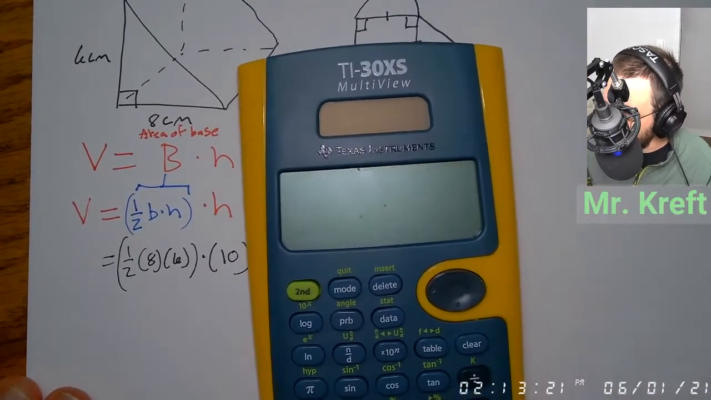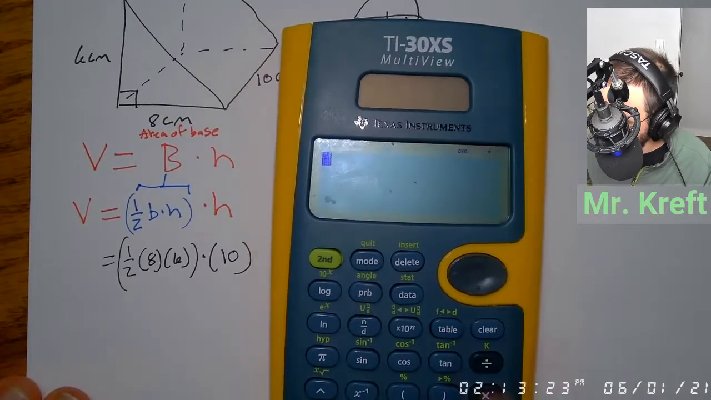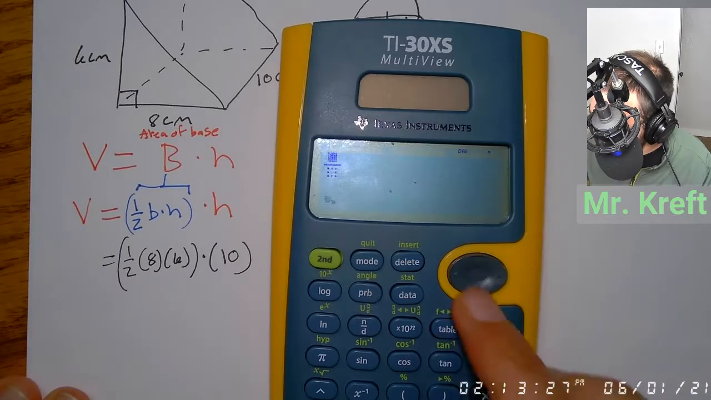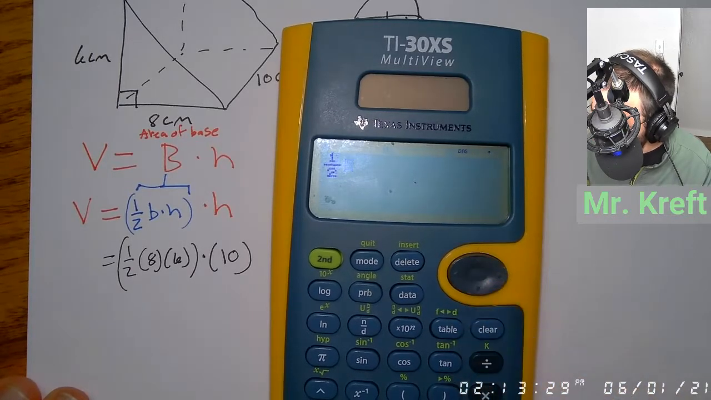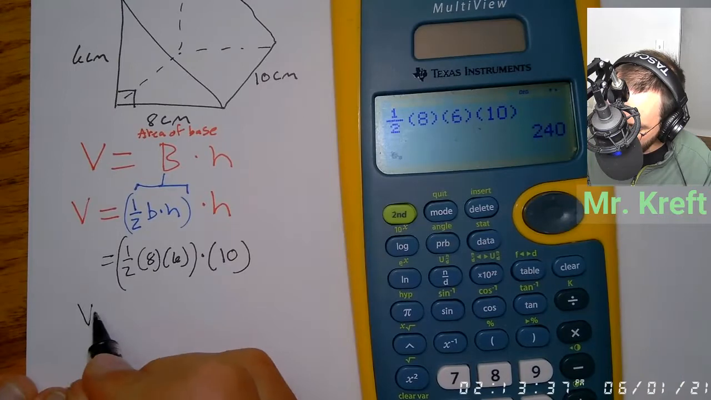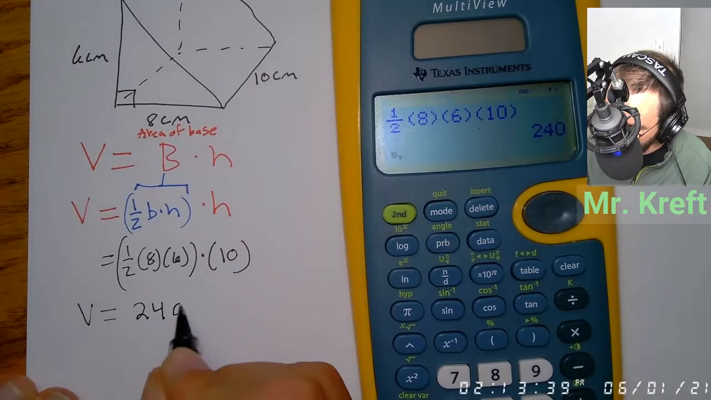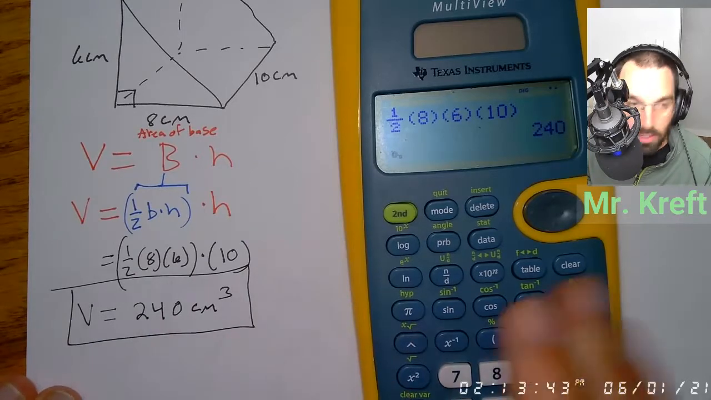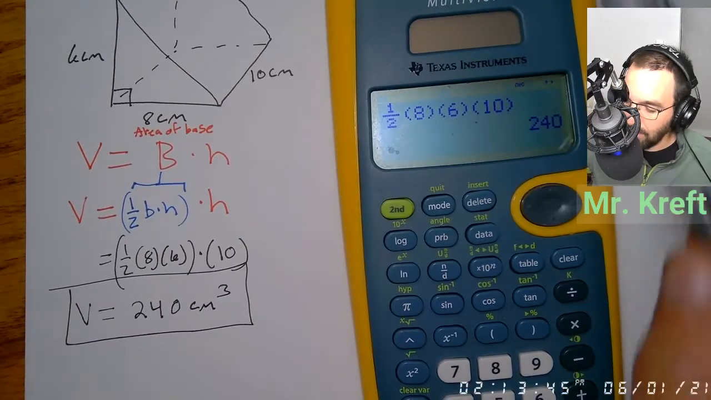I just go ahead and grab my calculator here. So what do I have? I can even do the fractions on these fancy calculators. Ooh, so fancy. 1/2, 8 times 6 times 10. And we got our volume equals 240 centimeters cubed, right? So don't forget the units on that as well.